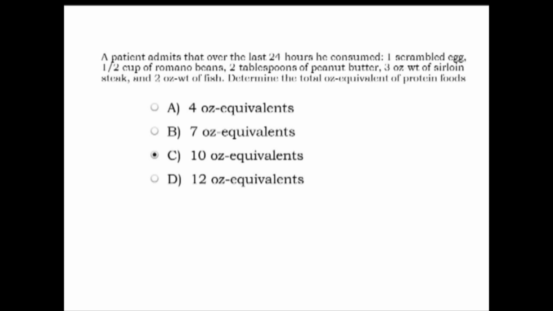2 tablespoons of peanut butter, that's adding on 2 more, so that's 5. And then we have 3 ounces of sirloin steak, that's 8. And then we have 2 ounces of fish, that's 2 more added on to the 8. And the answer is 10 ounce equivalent.